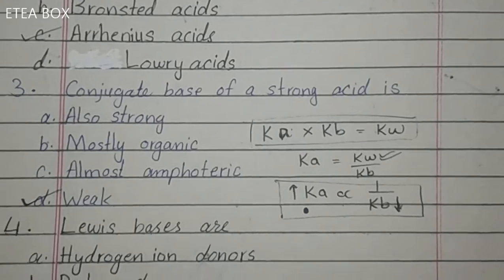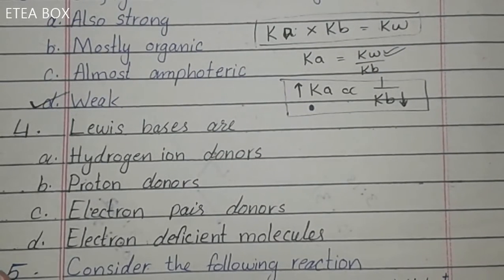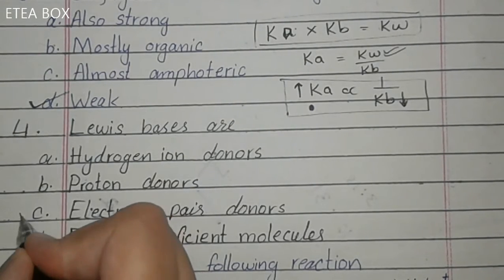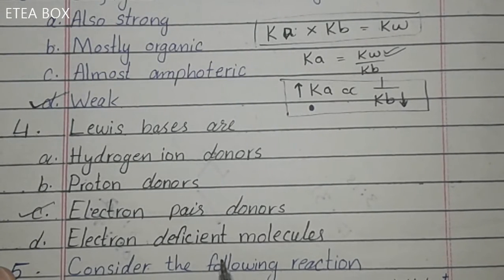Okay, look at the fourth one. Lewis bases are. Now in Lewis bases we have studied that electron pair donor are Lewis bases and electron deficient molecule are Lewis acid. Okay, so Lewis bases are electron pair donor.